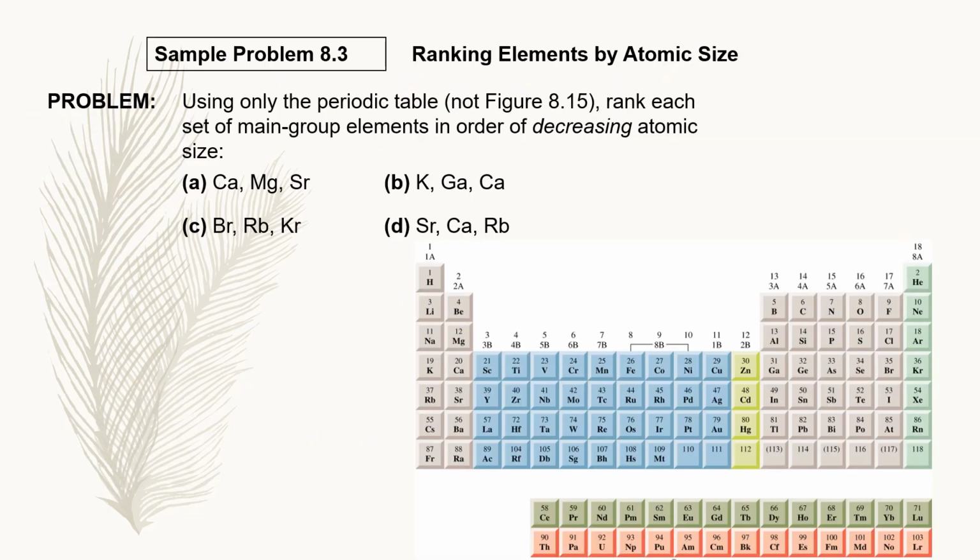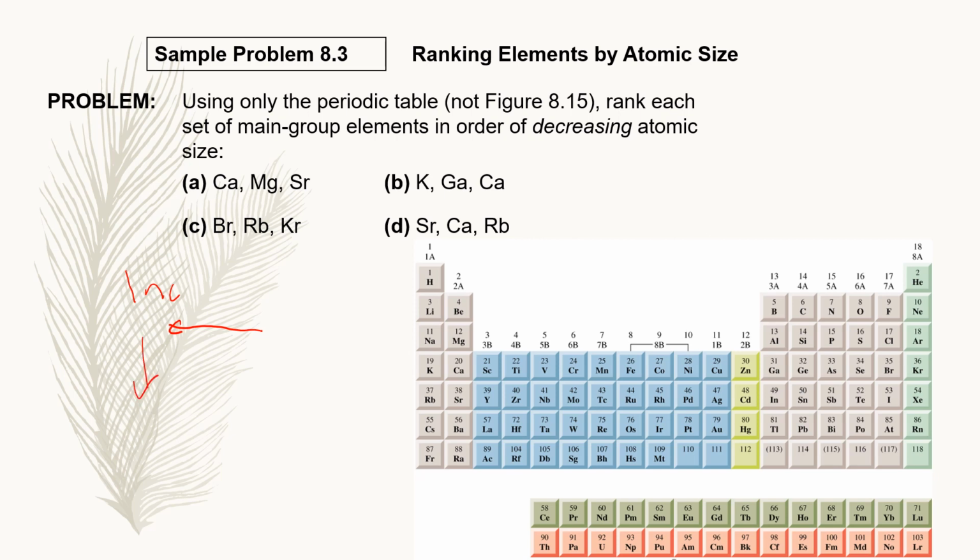Okay, so in our first example, we are going to look at the periodic table, and we're going to rank each set of main group elements in terms of decreasing atomic size. So we want to go from the largest to the smallest. So again, the general trend that we had for increasing was going from right to left and from top to bottom.